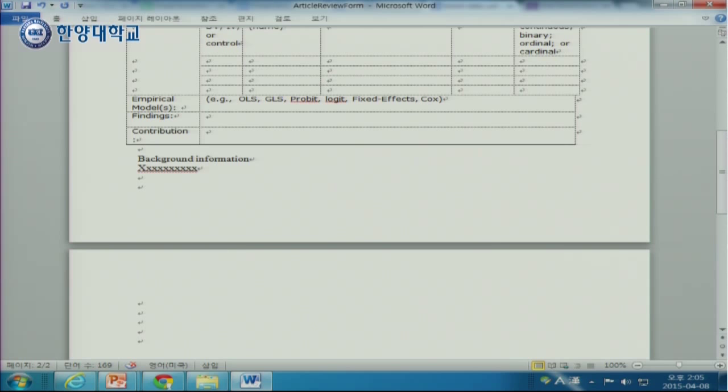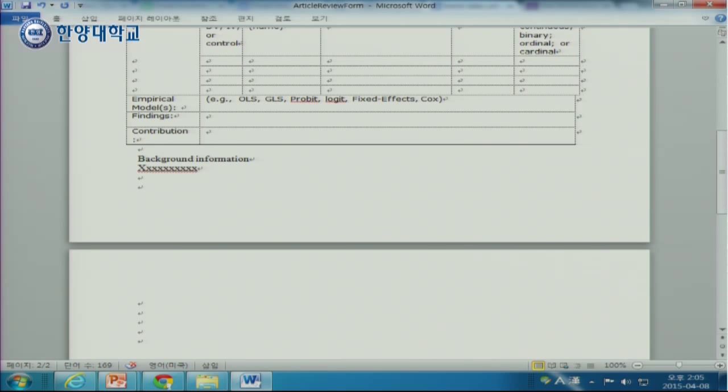And yet, believe me, this table is very, very important. If you develop this table well, writing your paper becomes very, very easy. This table gives the structure to your term paper.